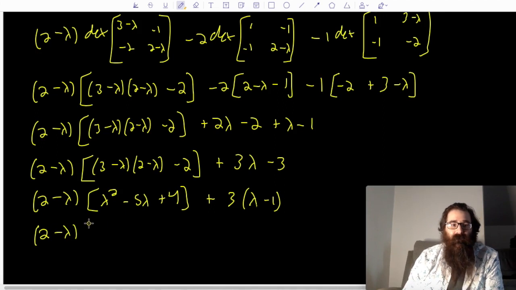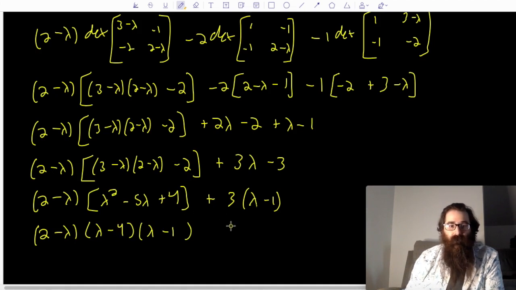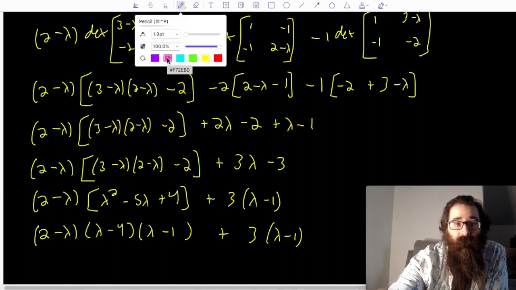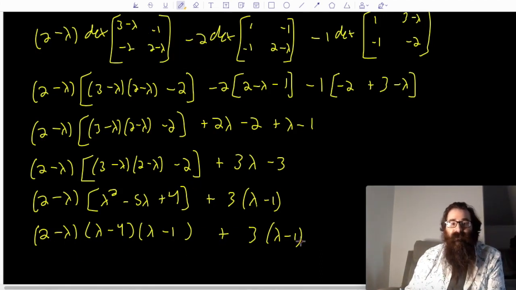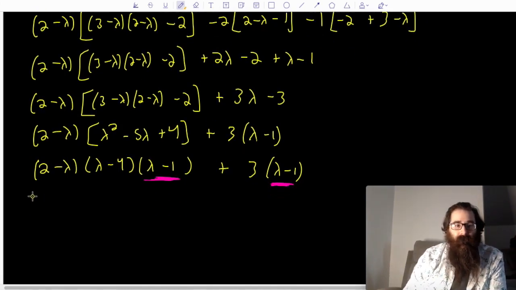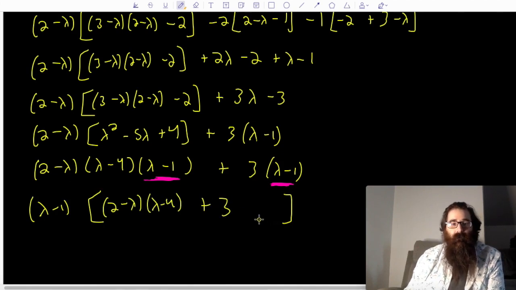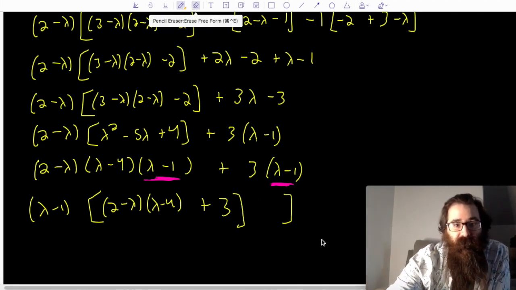But here, I can write this lambda squared minus 5 lambda plus 4 as a product of 2 binomials. And if it multiplies to 4 but adds to negative 5, it's going to be minus 4 and minus 1. And here I have this 3 times lambda minus 1. Now this is something that I can factor again, and I'll show you why. Because here, think of this like one term plus another term, but in the first term I have a factor lambda minus 1, and in the second term I have a factor of lambda minus 1. So if I was going to factor that all the way out, it would be lambda minus 1 in parentheses times, and then I have this 2 minus lambda times lambda minus 4 and then plus 3. Let me actually close it there because it looks like I misjudged the amount of free space I had.